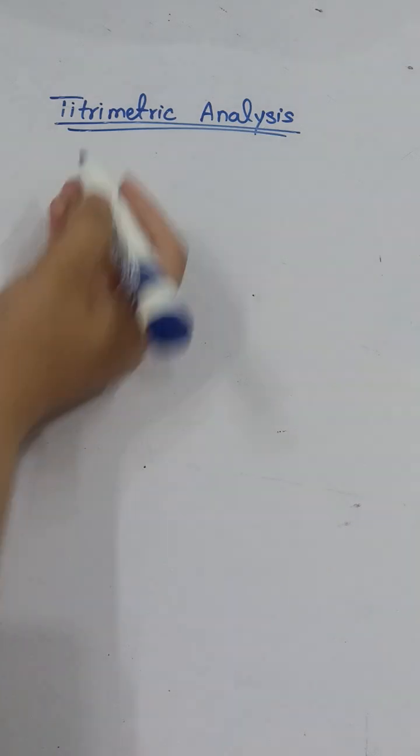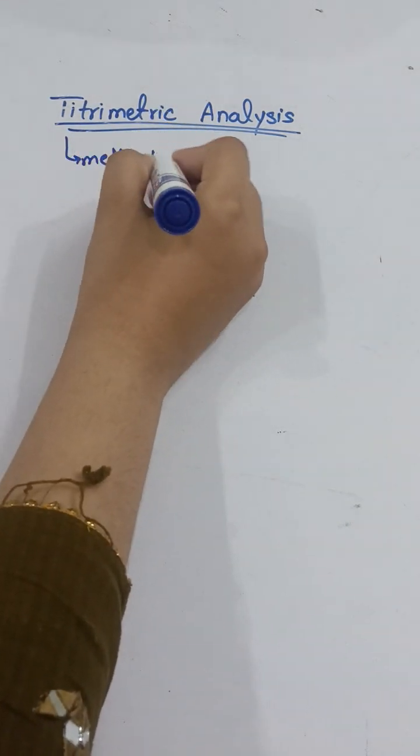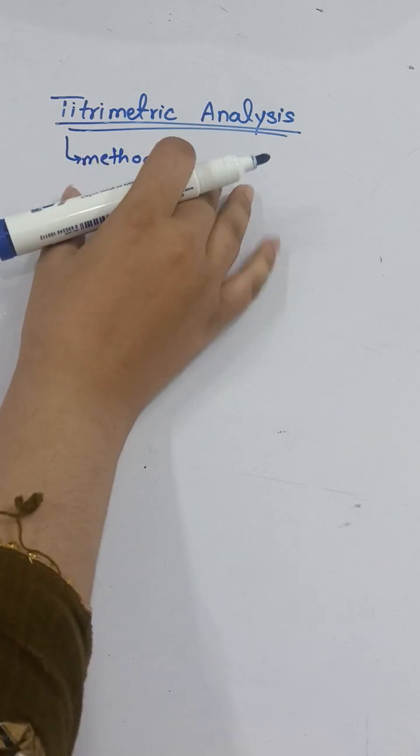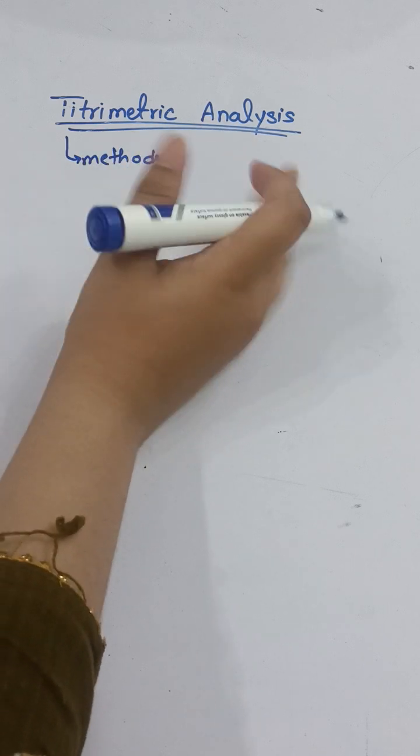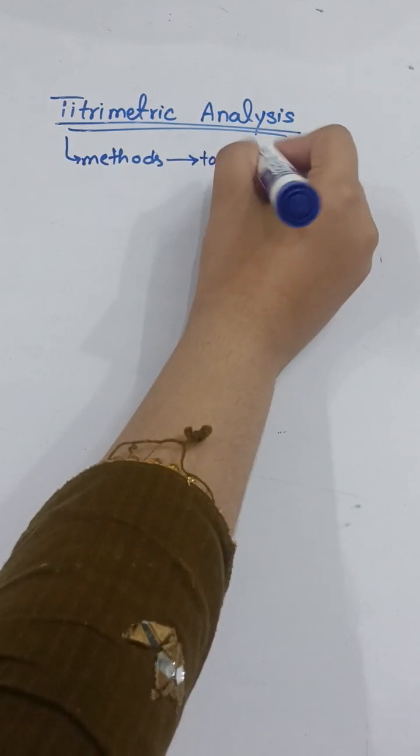Okay, before we start all the types of titration, I'm going to explain what the titrimetric methods of analysis are, or what titrimetric analysis is and why we do that. So actually, titrimetric analysis is nothing else. They are some analytical methods to determine something.